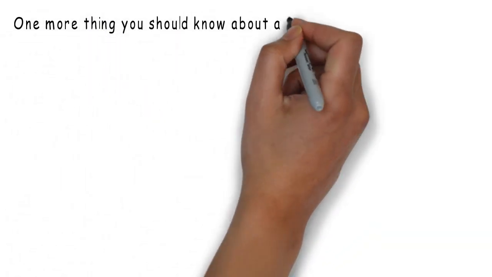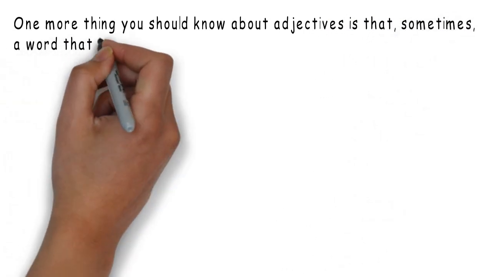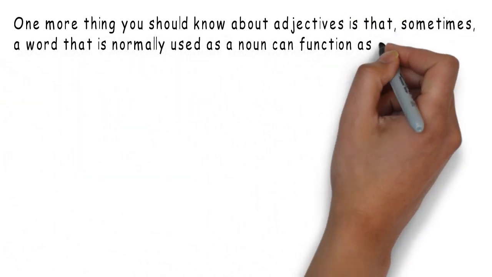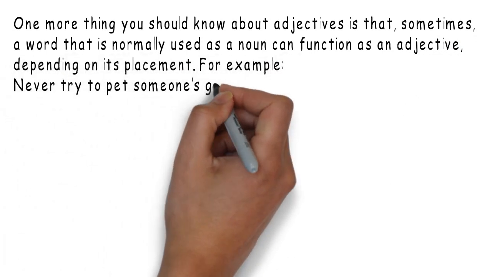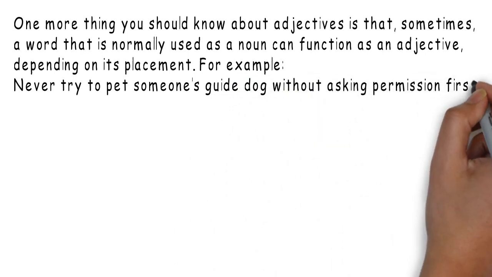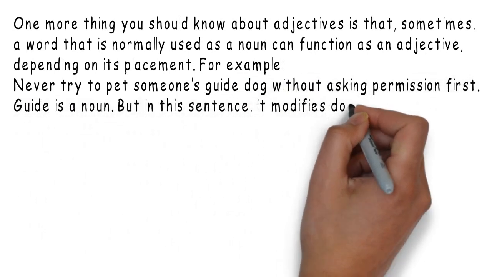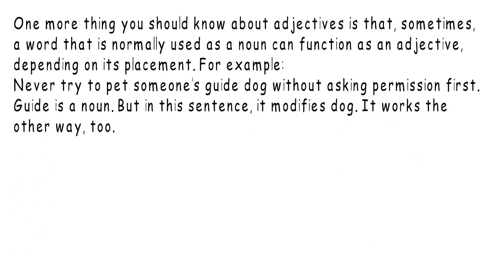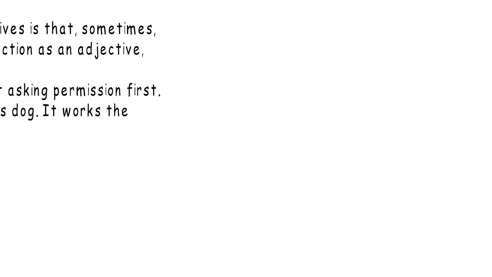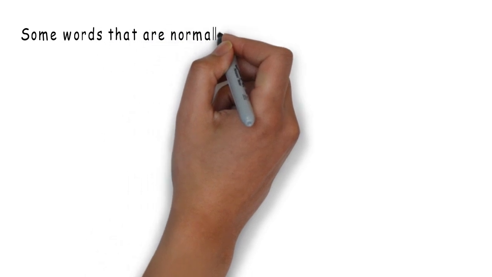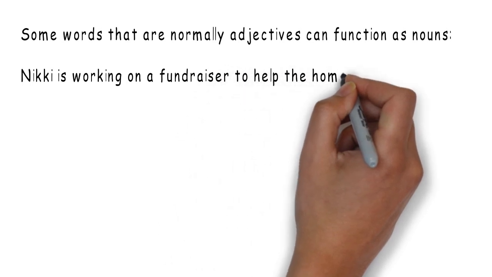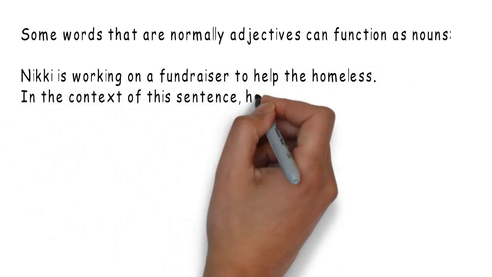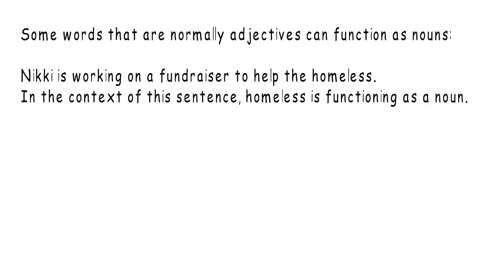One more thing you should know about adjectives is that sometimes a word that is normally used as a noun can function as an adjective, depending on its placement, of course. For example, never try to pet someone's guide dog without asking permission first. Guide is a noun, but in this sentence, it modifies dog. It works the other way too. Some words that are normally adjectives can function as nouns. Nikki is working on a fundraiser to help the homeless. In the context of this sentence, homeless is functioning as a noun.